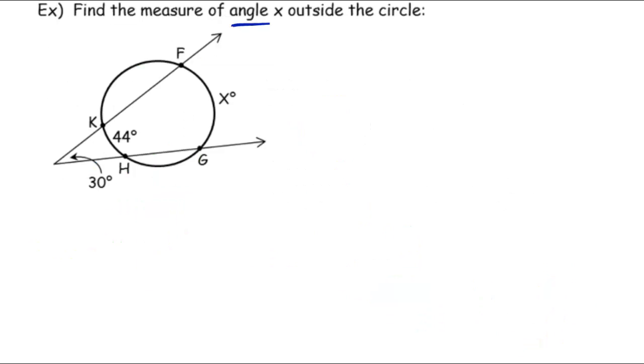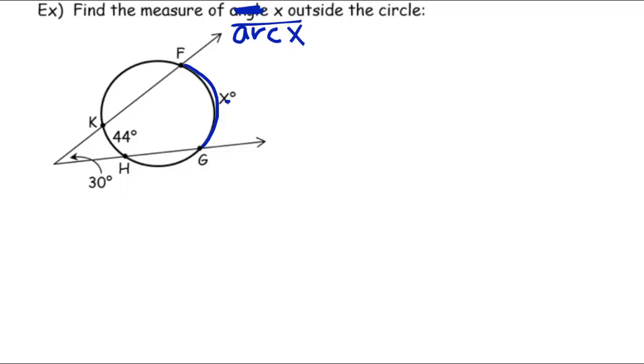Find the measure of angle X outside the circle. Again, oh my goodness, I wrote angle, but this measure out here is for this arc. So that should say arc X. I am so sorry. Find the measure of arc X outside the circle.